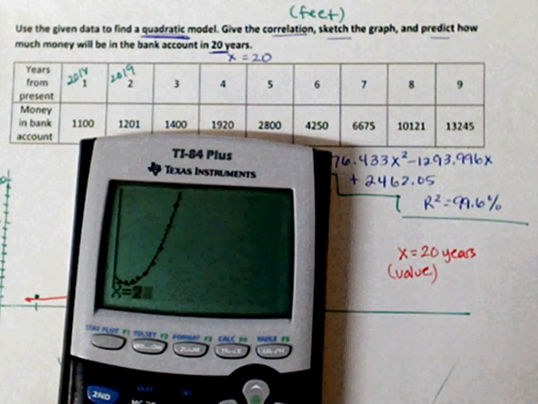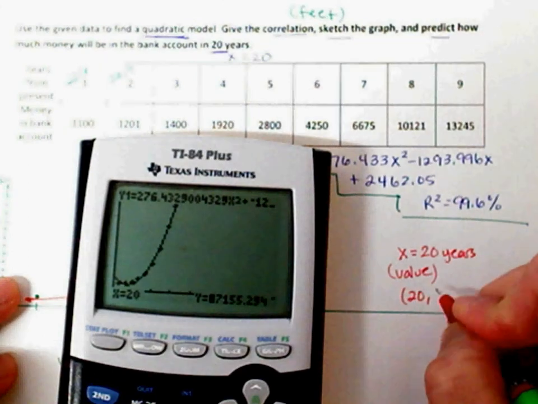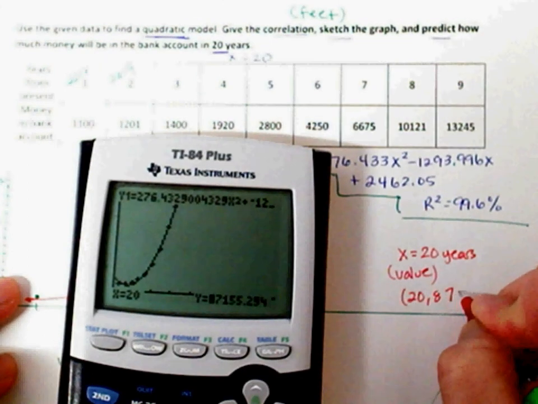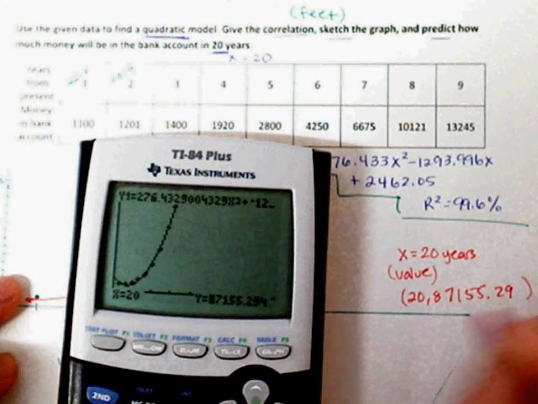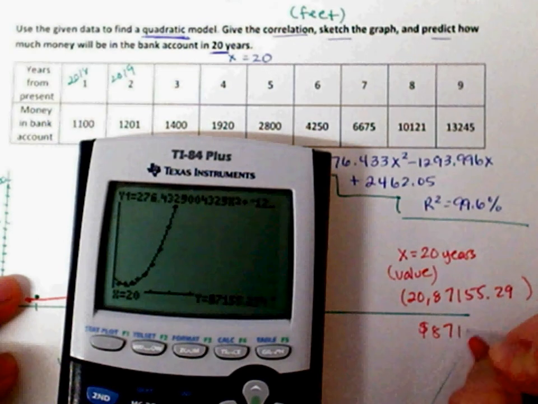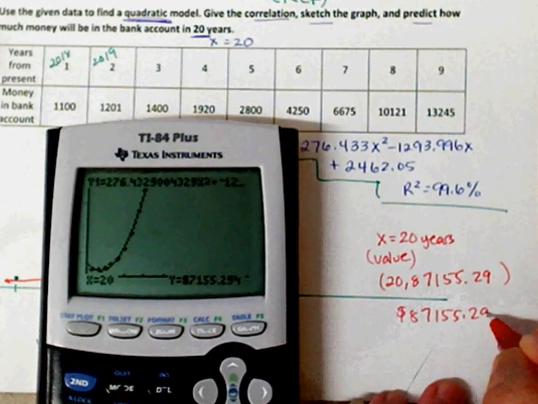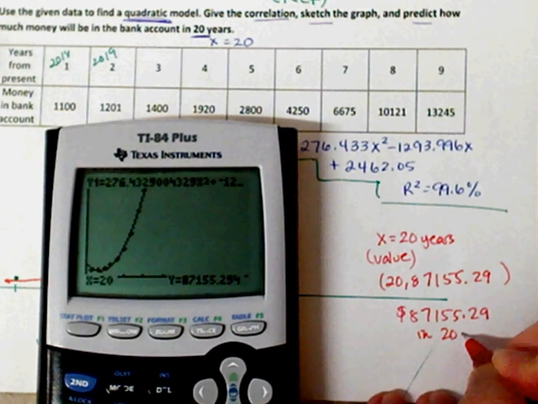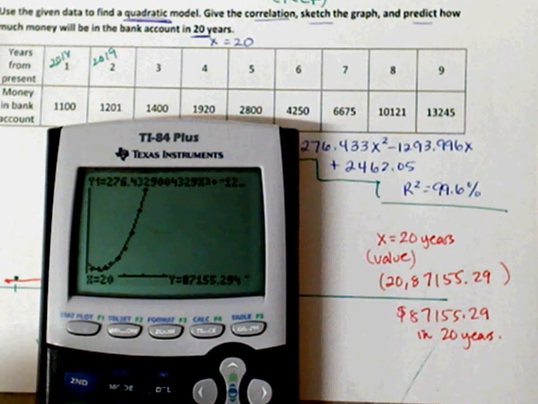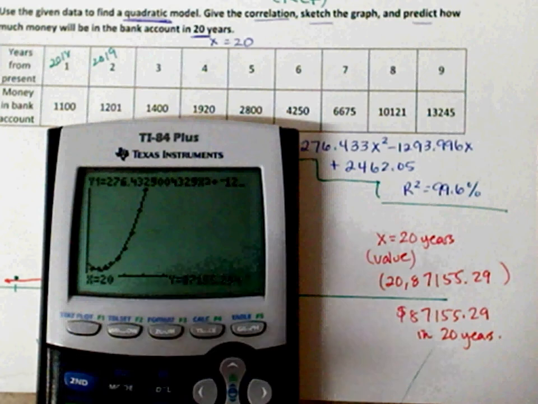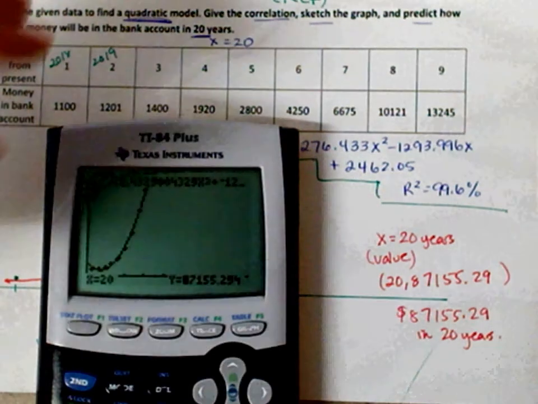So in 20 years, this person will have $87,155.29. That's how much they're going to have in 20 years. So there's their money in the bank. Notice the growth. The more you have and the longer you keep it, the more it grows. If I were you, I would start saving right now too. Good luck. I will work on the next page. Bye.